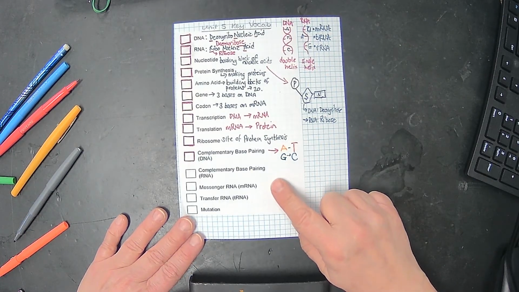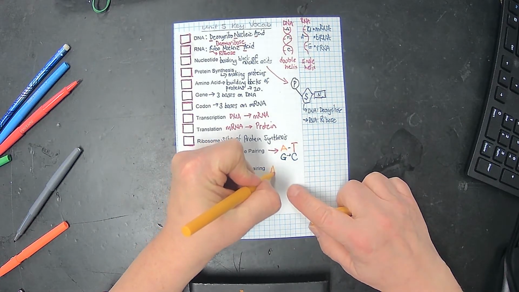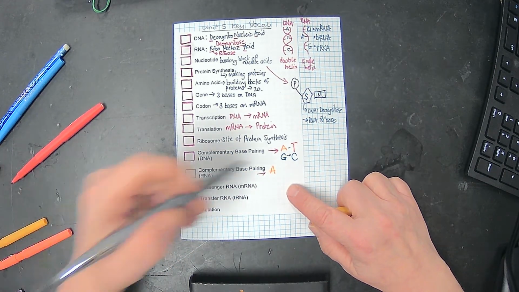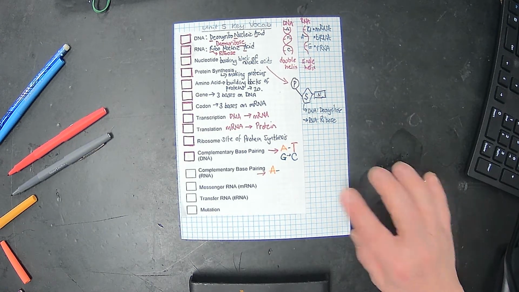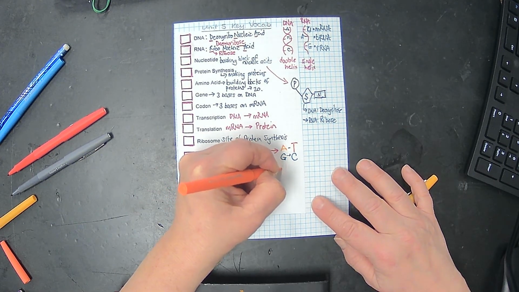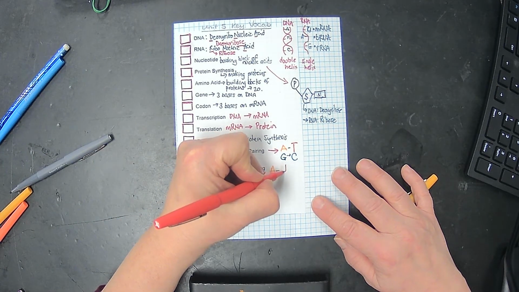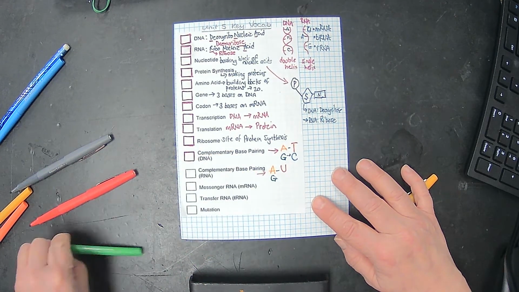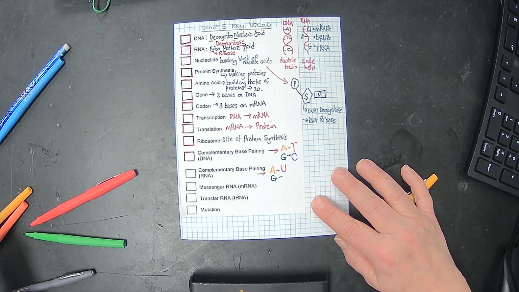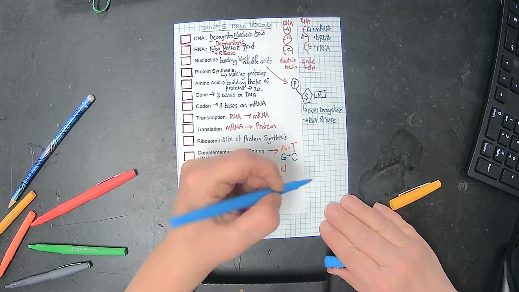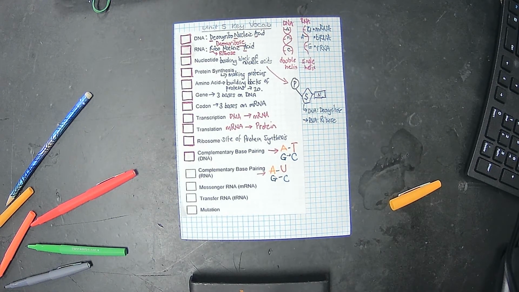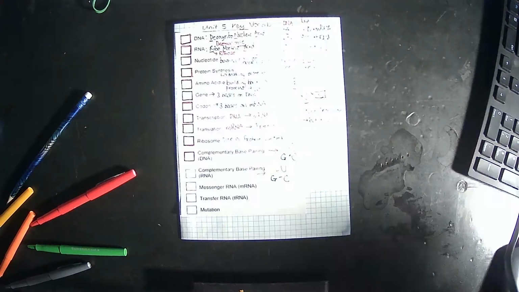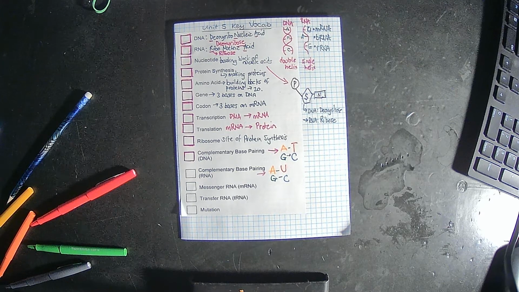In RNA, it's almost the same, except RNA does not have T. Instead of T, we have a U. So A goes with U and G goes with C. Exactly the same, except instead of a T, we have a U.